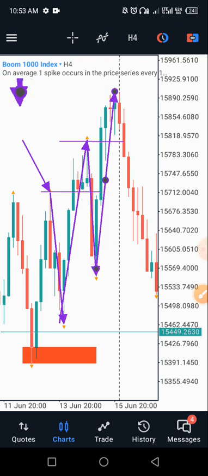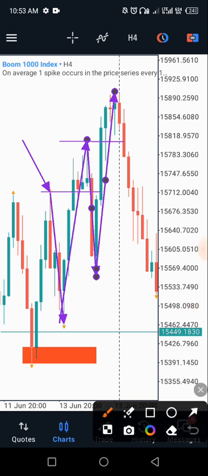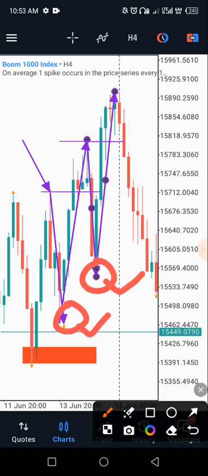So whenever we have an uptrend, this is our first low, then our higher low, then this is our first high here, and then this is our higher high here. So it means that we must have two lows here and then two highs here and then two breaks of structure.